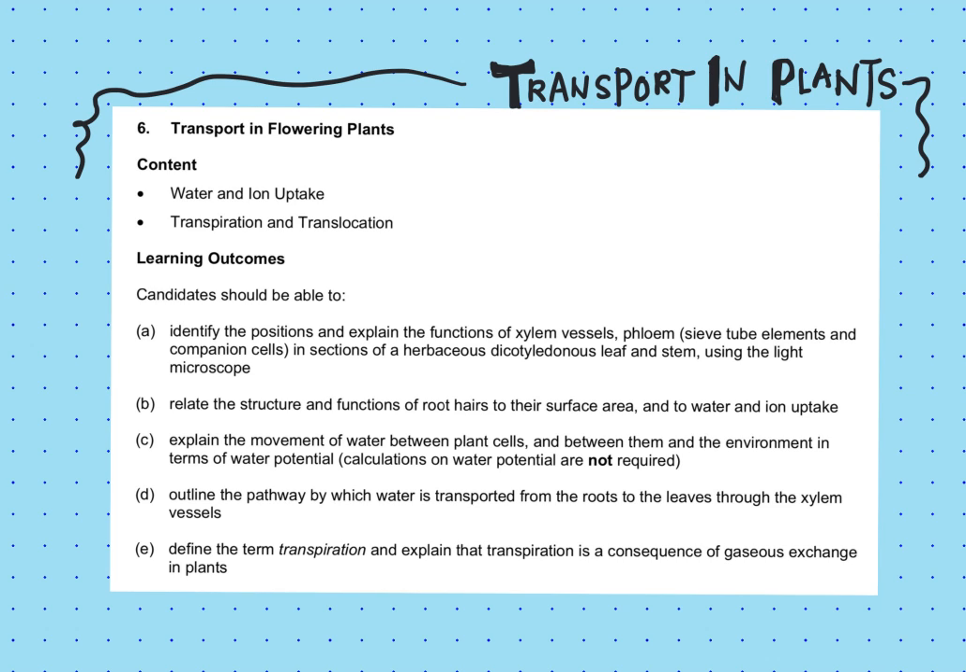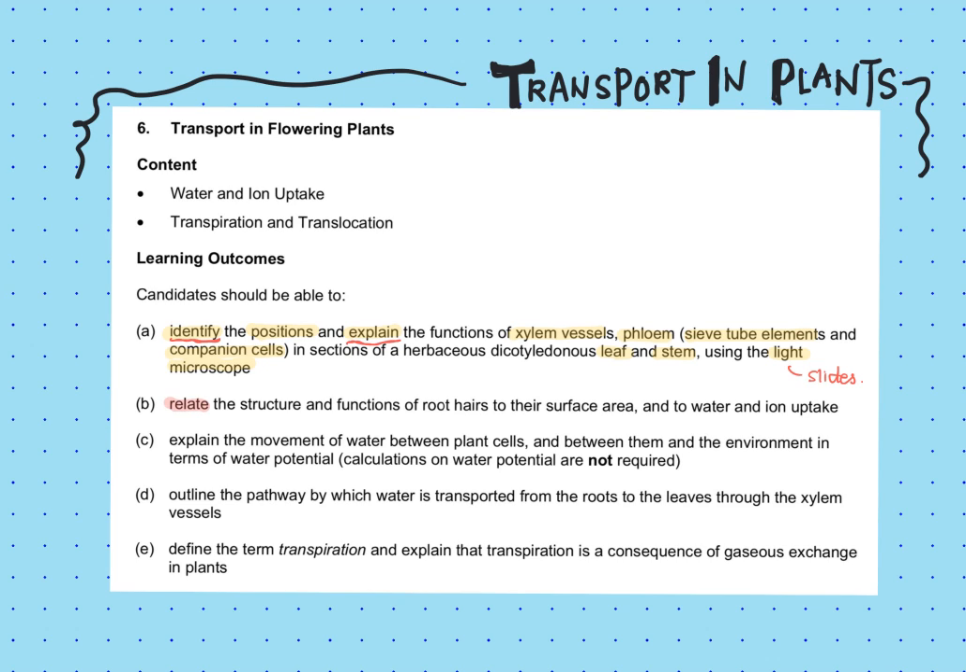To help you with this, the first part of the outcomes of this topic is that Cambridge requires you to identify, and not only identify but be able to explain, the xylem vessels, phloem sieve tube elements as well as the companion cells in sections of a leaf and stem using the light microscope, meaning it is expecting you to be able to do it in terms of using slides. So the explanation should come after you identify the vessels.